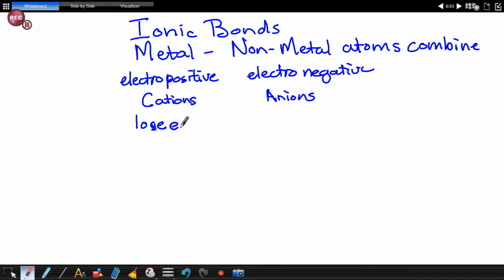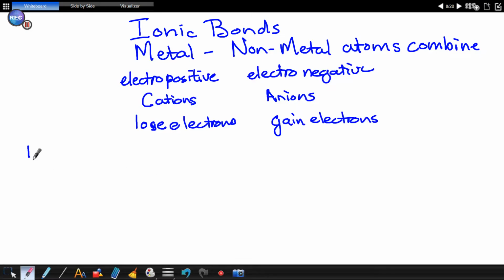Lose electrons. And non-metals gain electrons. So this is the basics that you need to know. Now we're going to apply this knowledge to try and understand things.